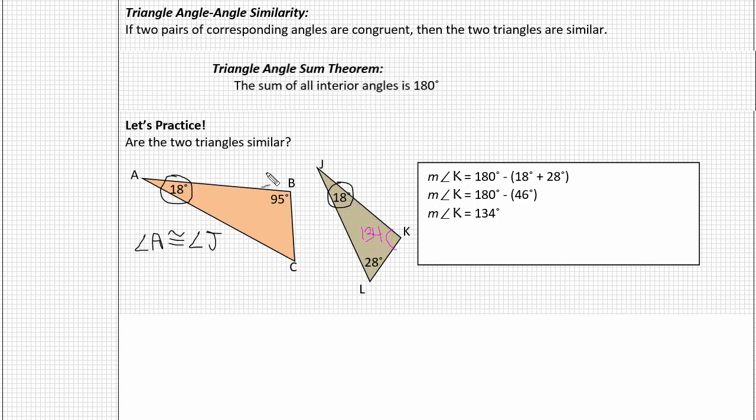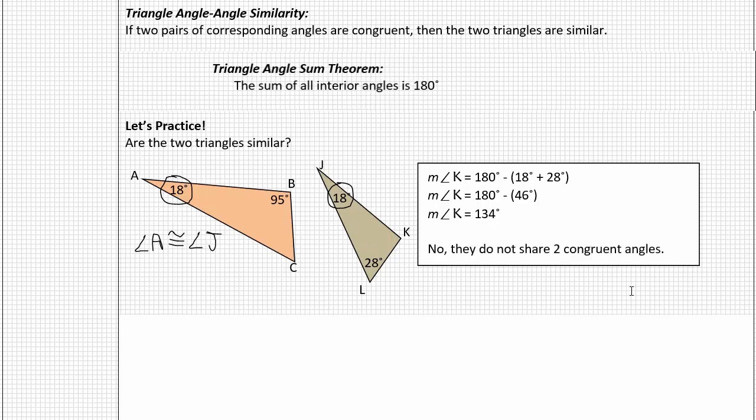And so there's no way that these two triangles are similar, even if they might look similar. They aren't, because I can't match up and find two pairs of congruent angles. So we would record that these two triangles are not similar because they do not share two congruent angles. Let's try another one.